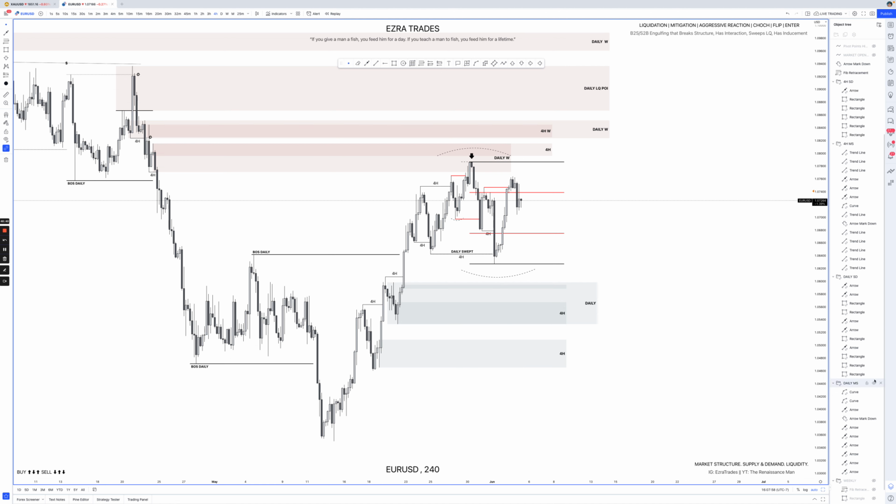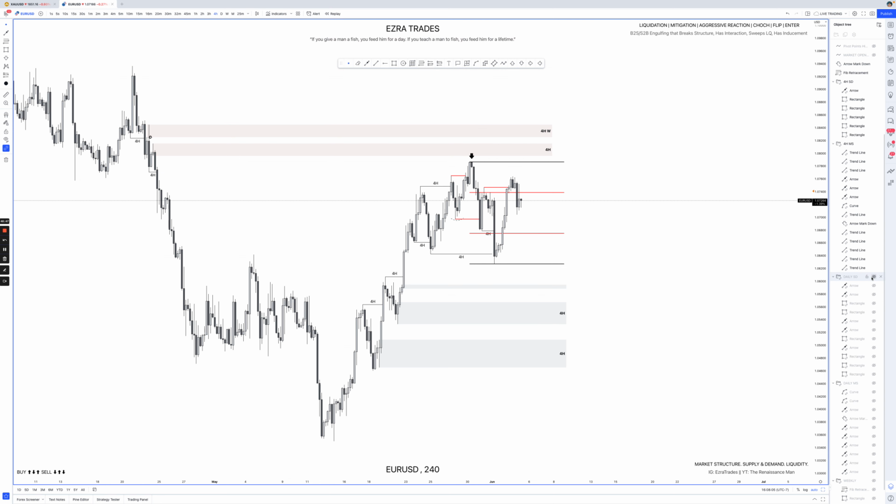And then I can hide the daily, right? We've given a reaction to the daily right now. Daily supply and demand, I don't need to see that right now. Maybe the only one that I would consider leaving on would be the one that we've given the most recent reaction to. So which one would that be?